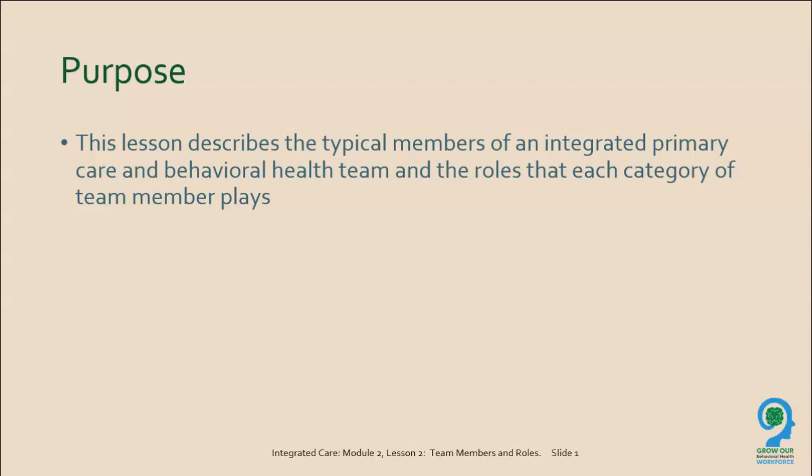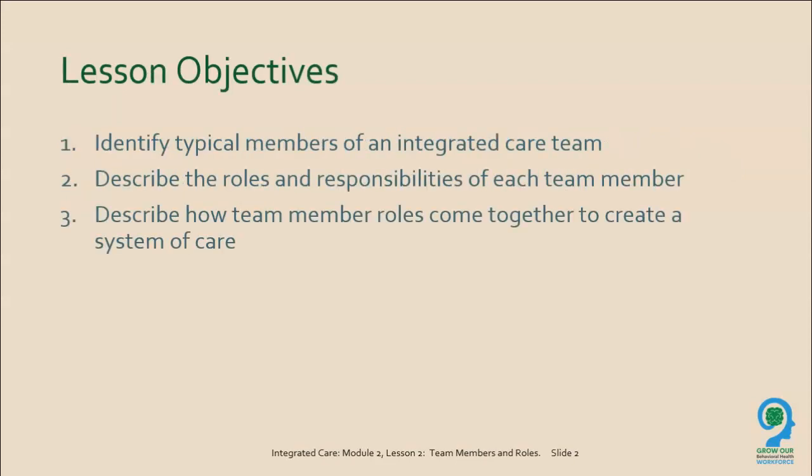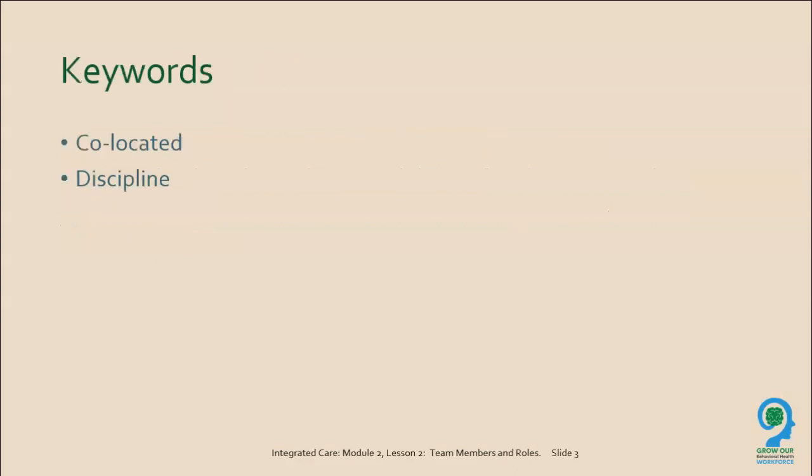Purpose. This lesson describes the typical members of an integrated primary care and behavioral health team and the roles that each category of team member plays. Lesson objectives. Identify typical members of an integrated care team. Describe the roles and responsibilities of each team member. And describe how team member roles come together to create a system of care. Keywords include co-located and discipline.